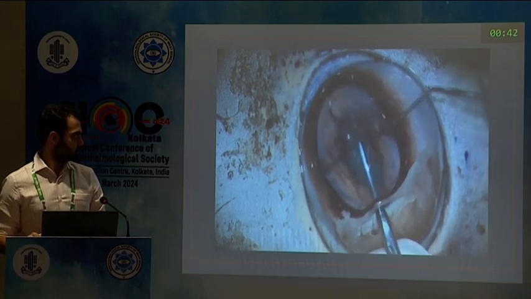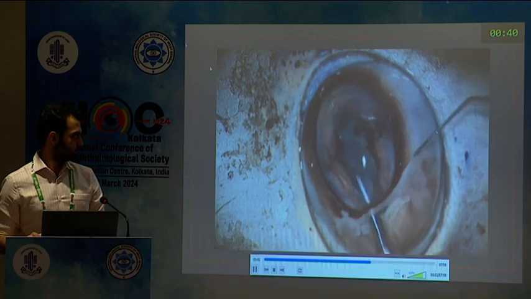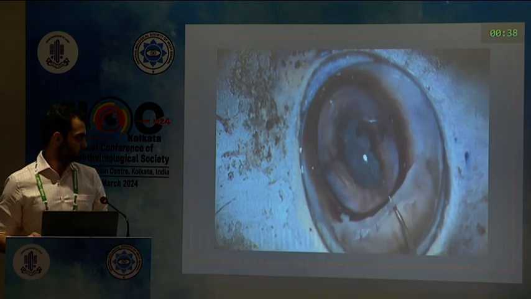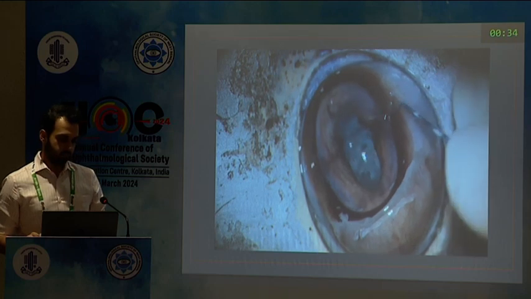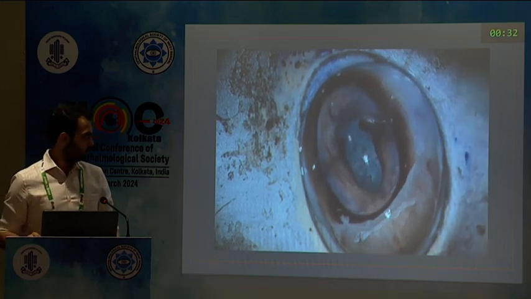A slight tug ensures that the iris claw lens is well enclavated and it's not going to drop behind once we're out. So once again, viscoelastic is injected and it's checked that the lens is in place. This is our wet lab training. A slight tap will also ensure that it is in place.